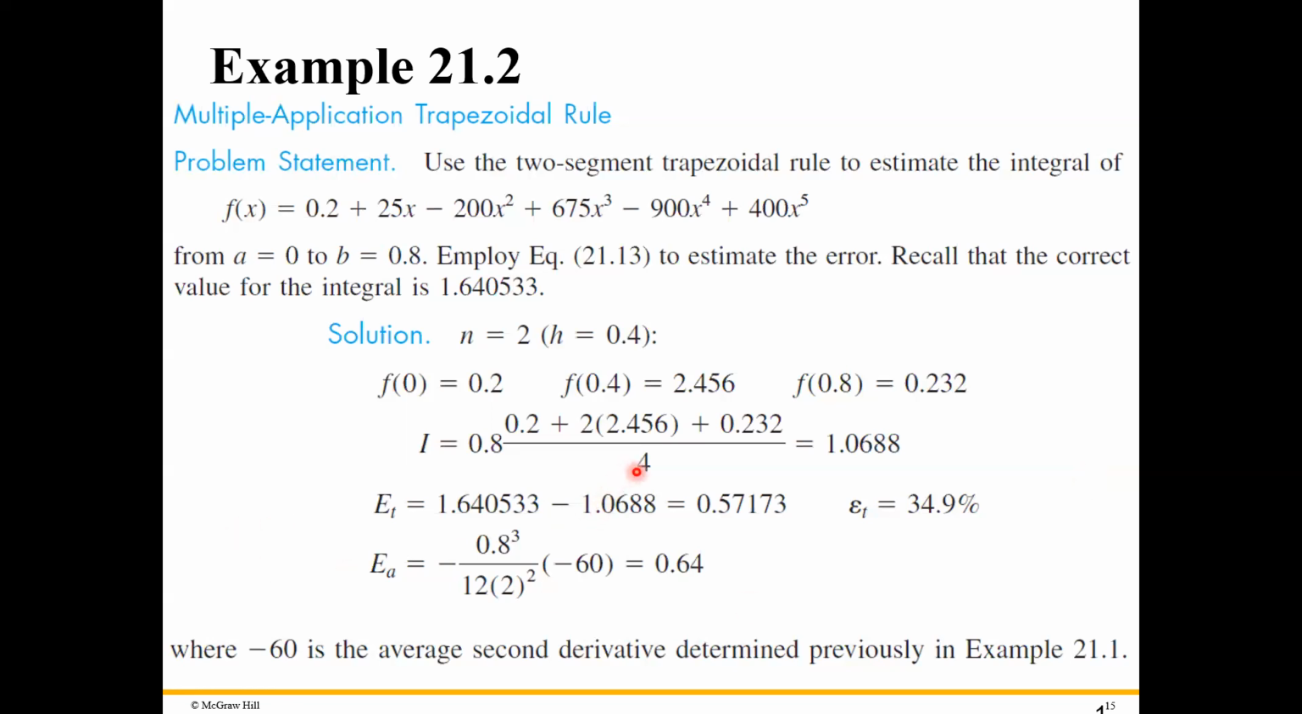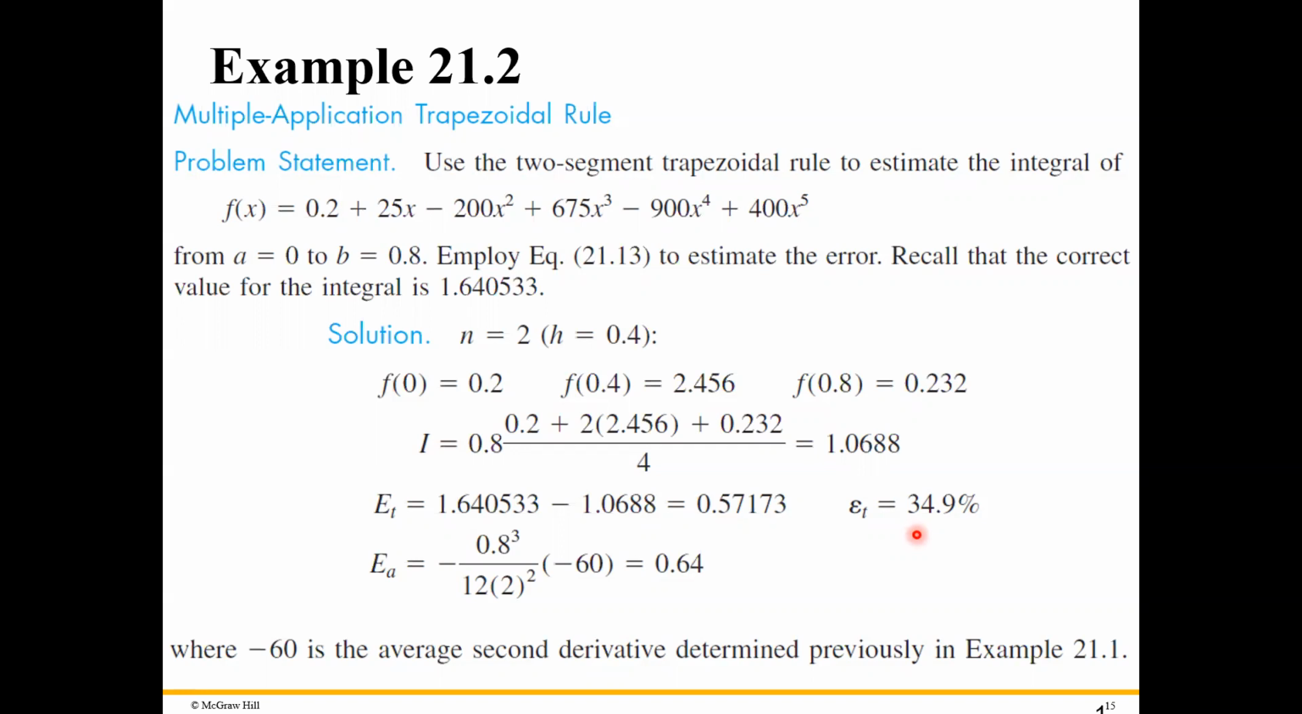Which is actually 2 times n. So 4 is equal to 2 times n, so it will be 2n. In this case, the value which we got is 1.065. The true value was 1.64, and the error will be 0.57153. Now the error has been reduced from 89% to 34.9%.